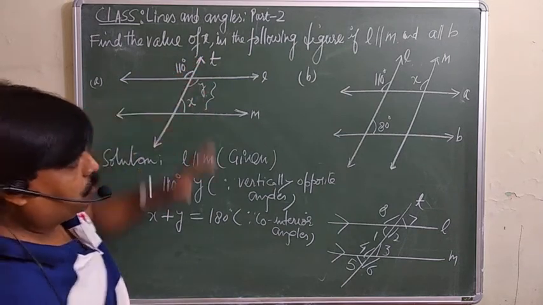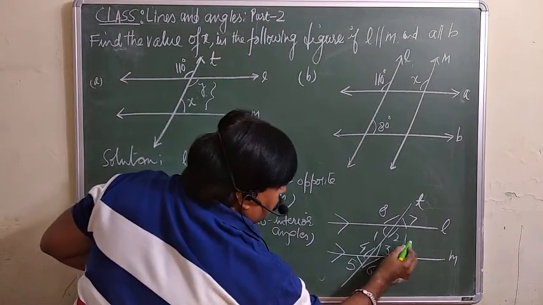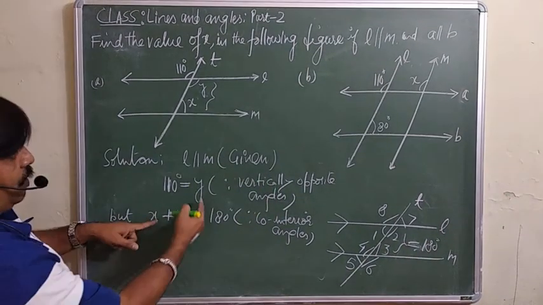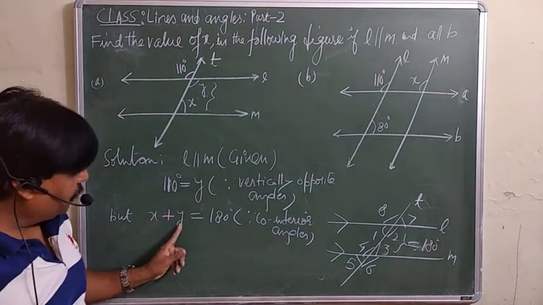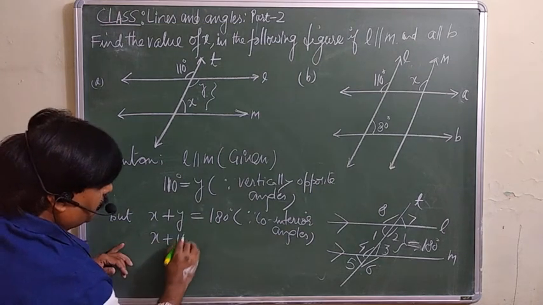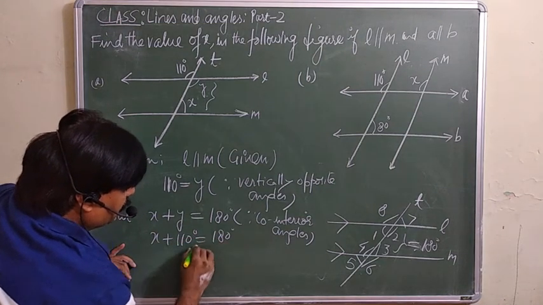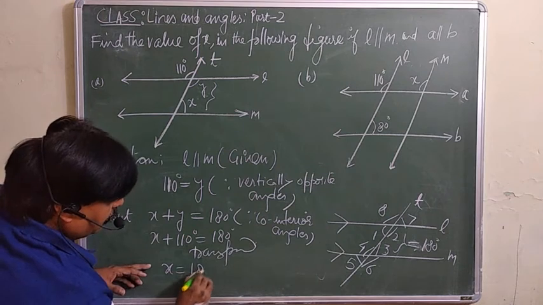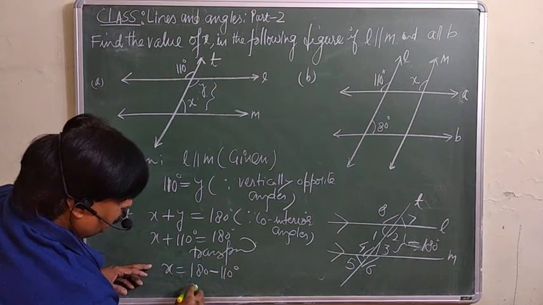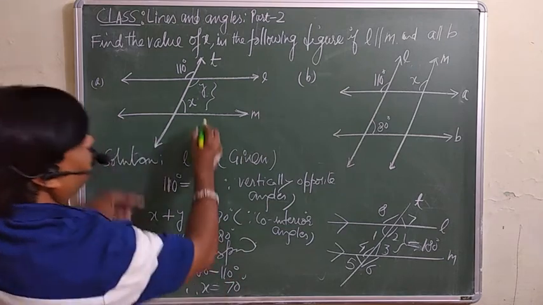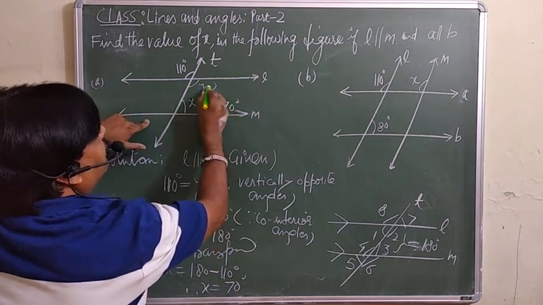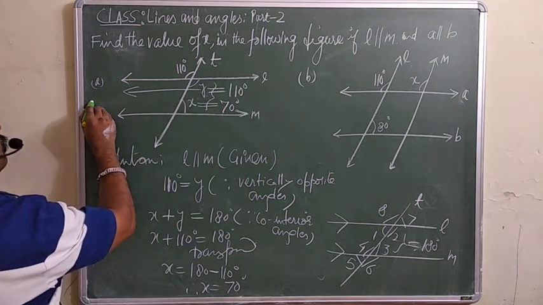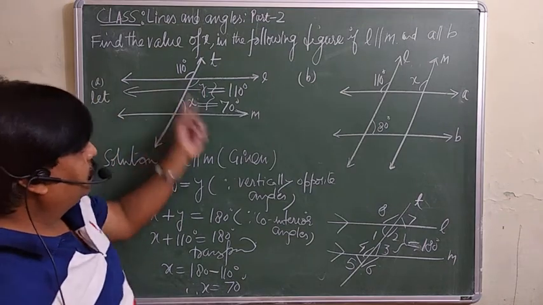The sum of these two is always equal to 180, meaning angle 2 plus angle 3, the sum of these two will be equal to 180 degrees. This y we already know is 110. You can put the value of y here and find the value of x. So x plus 110 is equal to 180. You can transpose here, so you will get x is equal to 180 minus 110. So therefore x is equal to 70 degrees. So this x will be equal to 70 degrees and y is equal to 110. This was assumed for our own convenience only.